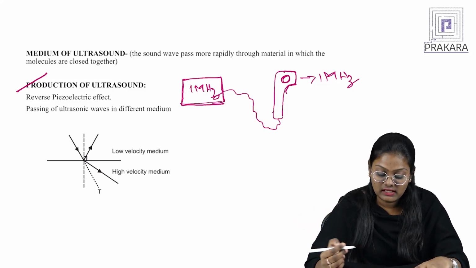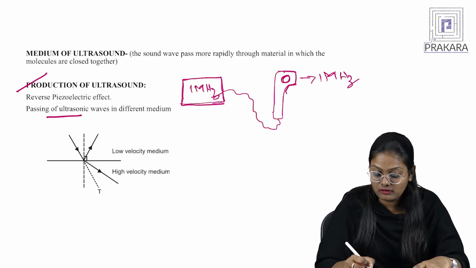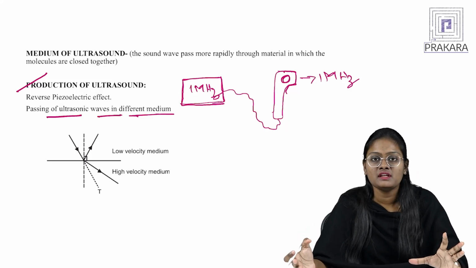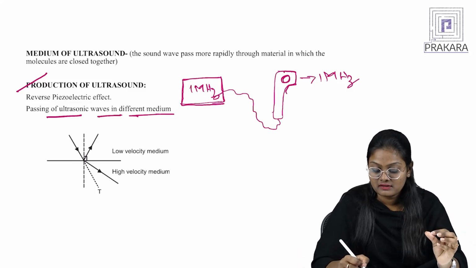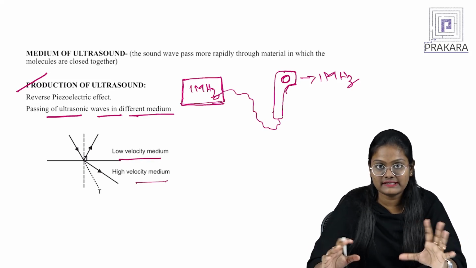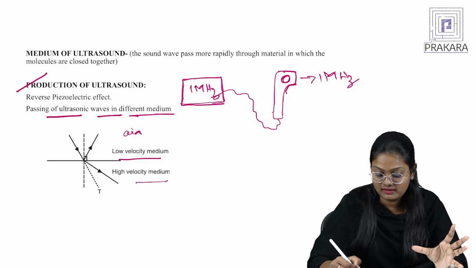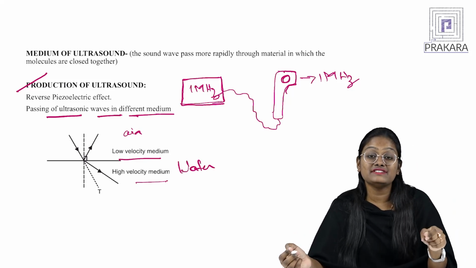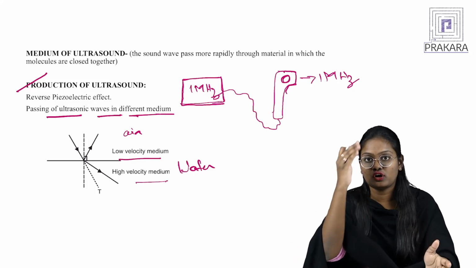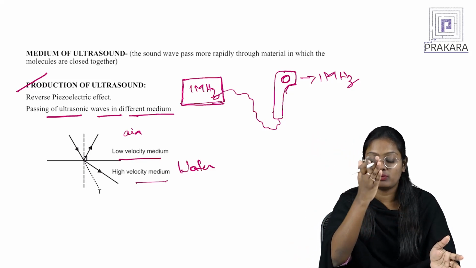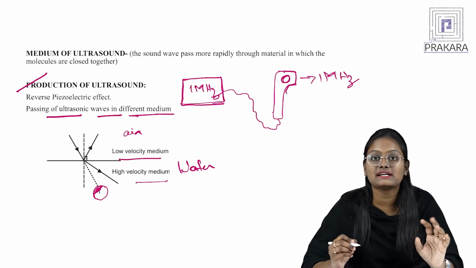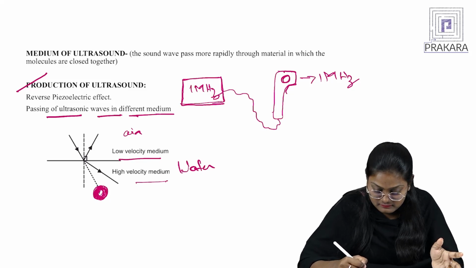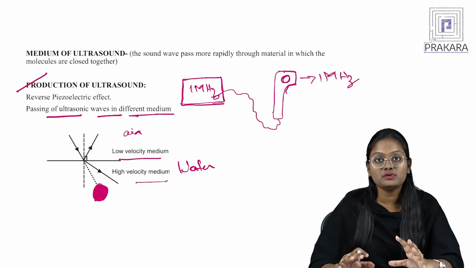Fine. Now there is something called the passing of ultrasonic waves in different mediums. We'll go with the same basic physics example, the low velocity medium and the high velocity medium. So let's take two mediums. This is air, and this is our water. Whenever you are giving ultrasound in an angular manner, not straight, see, this T over here is our target tissue. I will color it in pink. This is the tissue that we are supposed to treat.